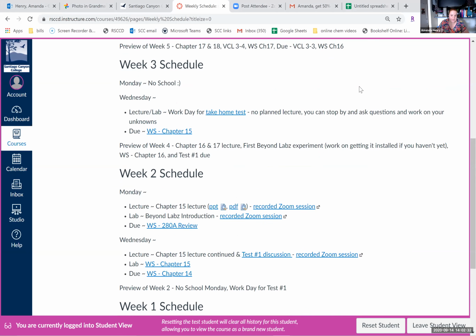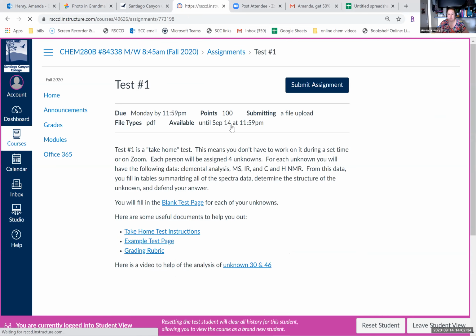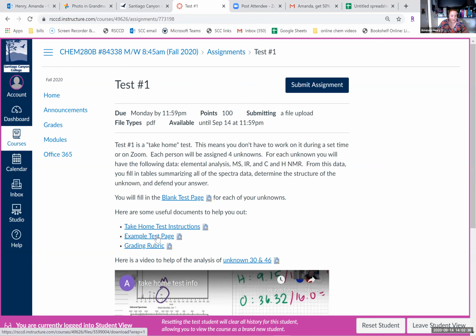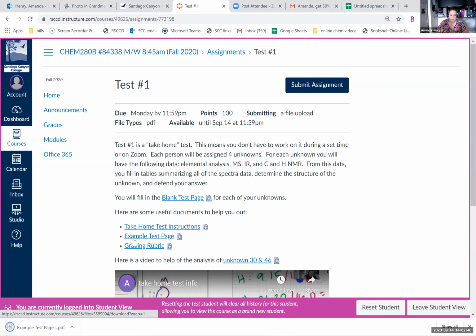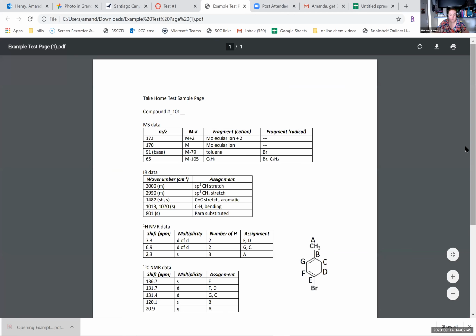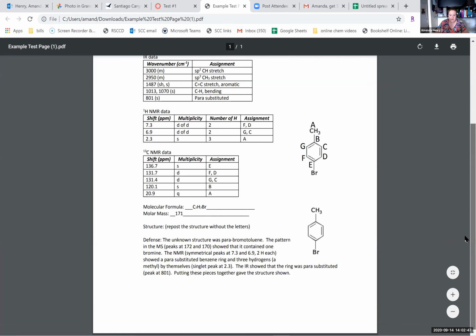without the labels. So I'm going to the take-home test page here. And so on the example test page, see how it, oh, do I have to download it? It's not going to pull up. Okay. So I have the structure on my page twice here.